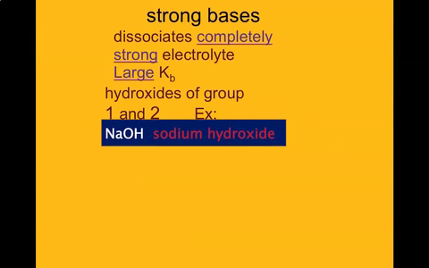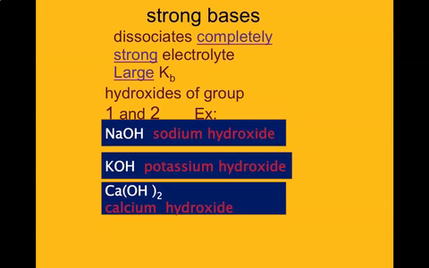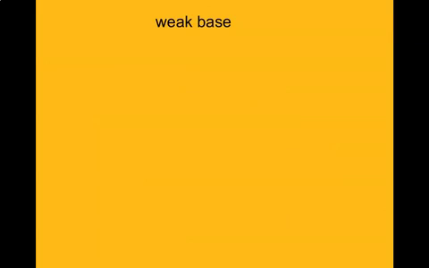So for instance, sodium hydroxide, NaOH, Na is in group 1. Potassium hydroxide, potassium is also in group 1. Calcium hydroxide is in group 2. And barium hydroxide, barium is also in group 2. So you can pick anything on those lists and combine them with OH, and that will be a strong base. Anything else is going to be a weak base.